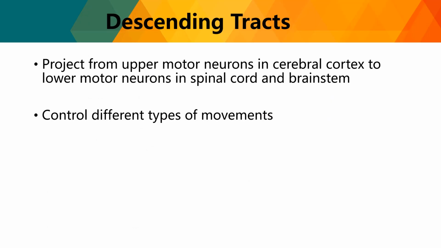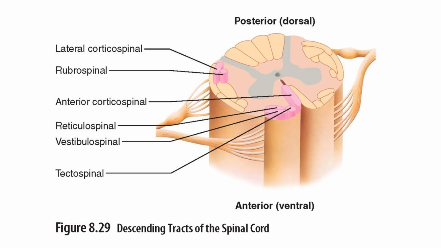Okay. So the descending tracts project from the upper motor neurons in the cerebral cortex to the lower motor neurons in the spinal cord and the brainstem. So these control different types of movements. Here you have the descending tracts of the spinal cord, the different types of descending pathways: the lateral corticospinal, rubrospinal, anterior corticospinal, reticulospinal, vestibulospinal, tectospinal. Depending on the level of your spinal cord, doon nyo lang makikita yung mga designated positions nila.